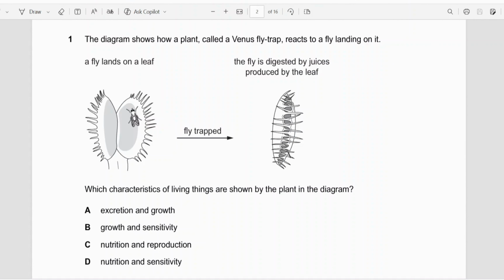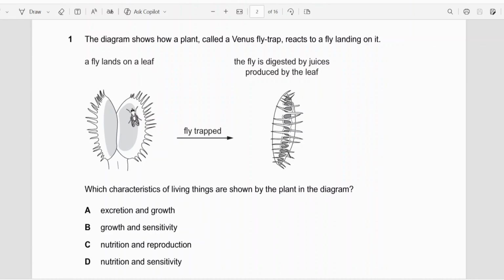Okay, let's start with this paper. This is the Feb March paper of Biology 0610, and this is paper 1. Okay, this is not paper 2. Paper 2 we have already done. If you want the solved version, I guess I have already sent you the solved version of paper 2.